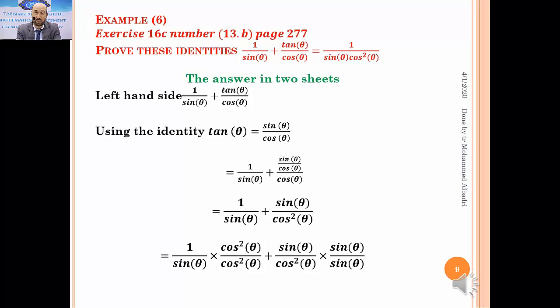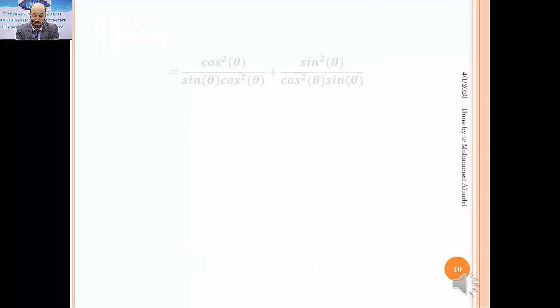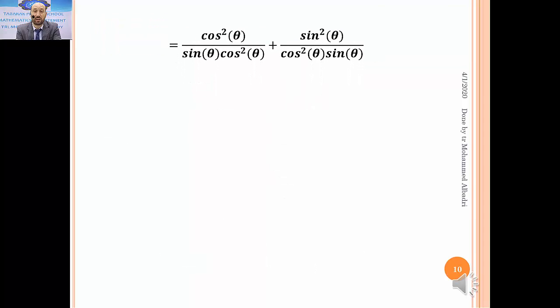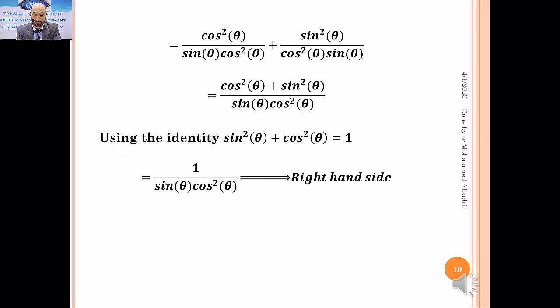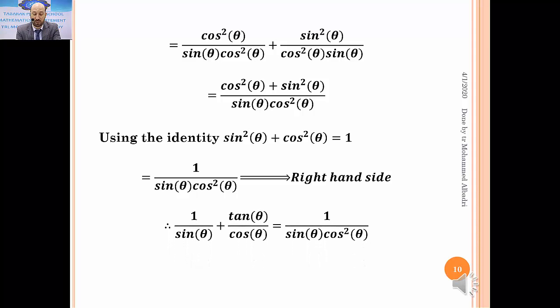Why do we make it like this? Because we have to add these algebraic fractions. So we have cosine squared theta over sine theta cosine squared theta plus sine squared theta over cosine squared theta sine theta. Now we have the same denominators, so it's easy to add by doing cosine squared theta plus sine squared theta, which equals 1 using the identity. So we get 1 over sine theta cosine squared theta, and this is the right hand side.